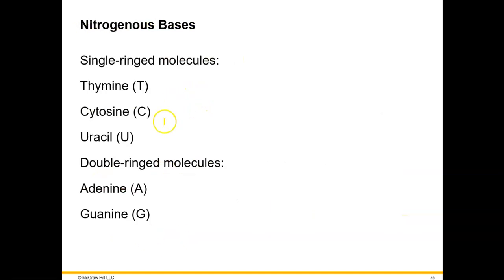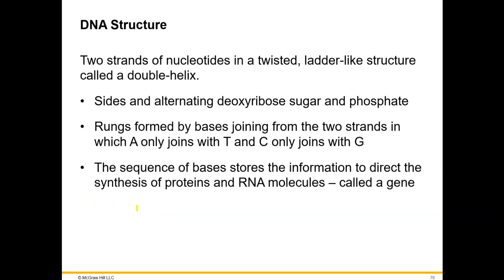The nitrogenous bases are either single ring molecules, thymine or T, cytosine or C, uracil or U, or they are double ring molecules. Adenine is A, guanine is G. The DNA structure is a twisted ladder, which is referred to as a double helix. The sides of the ladder form from the deoxyribose sugar and phosphates. The sugars and phosphates form the sides of the ladder, and then the steps or the rungs of the ladder are formed by the bases.